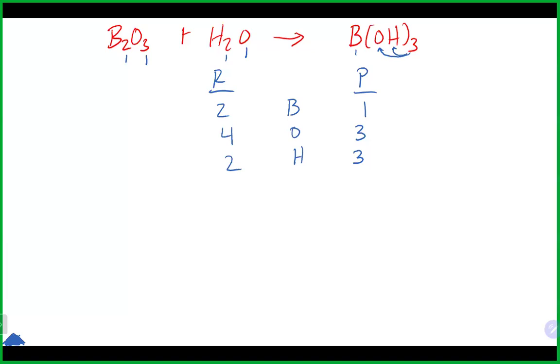So in this particular case, not a lot to work with. So again, I'm just going to keep it as easy as possible. To me, it looks like boron is the simplest thing to fix. So we could fix that by putting a 2 in front of it.